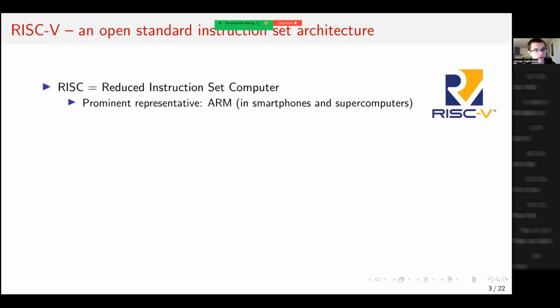Yes. So what is RISC-V? Or let's start with what is RISC. RISC stands for Reduced Instruction Set Computer. The opposite of this is CISC, Complex Instruction Set Computer. Prominent representatives of CISC are, for example, x86, and a prominent representative of RISC is ARM, as used as an architecture in smartphones up to supercomputers. The Japanese Fugaku, for example, uses ARM.